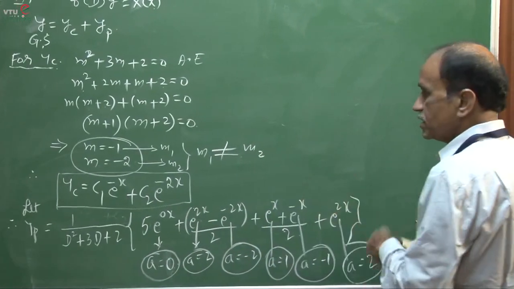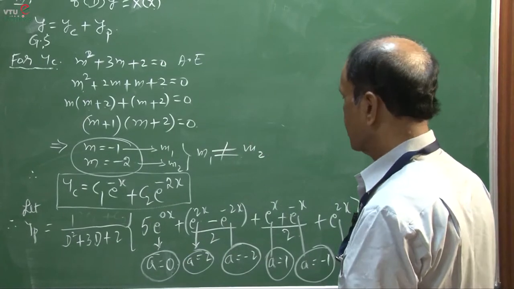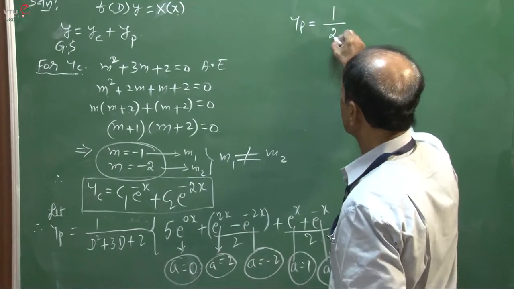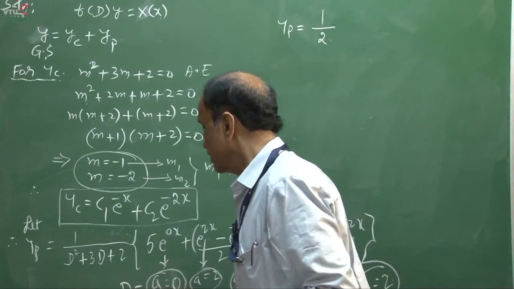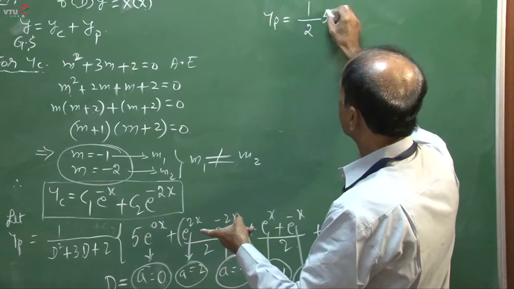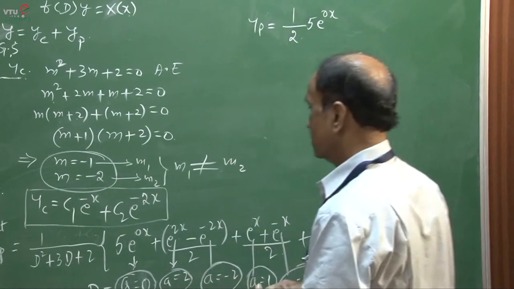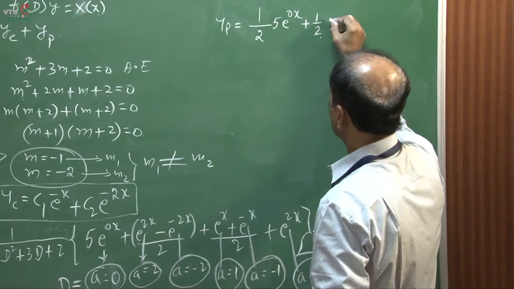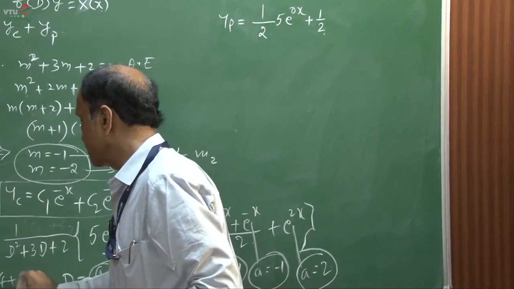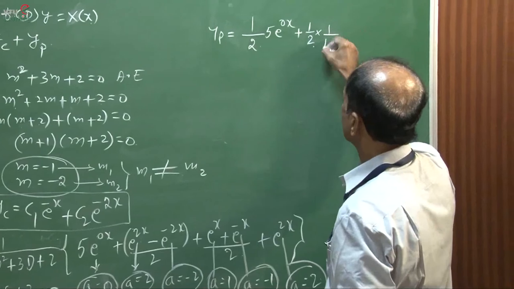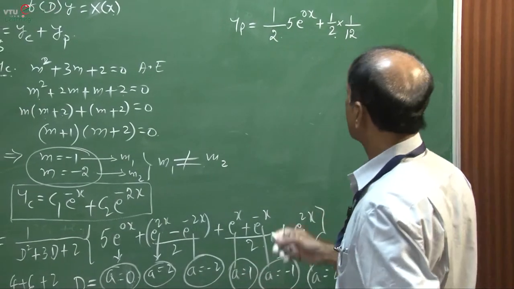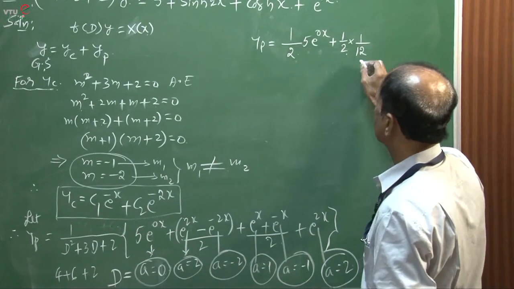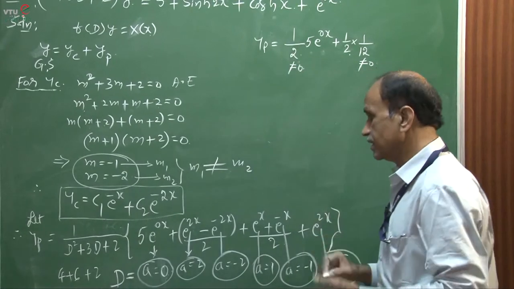Every term we are going to analyze, checking that the denominator should not be equal to 0. Therefore yp is equal to, for the first term with a = 0, we apply 1 divided by the function with D replaced by a, then 5 e^(0x). Then the second term, (1/2) e^(2x). Substituting 2, we get 4 + 6 + 2, that is 12, so 1 divided by 12. Anyway, it is not equal to 0, here also not equal to 0.